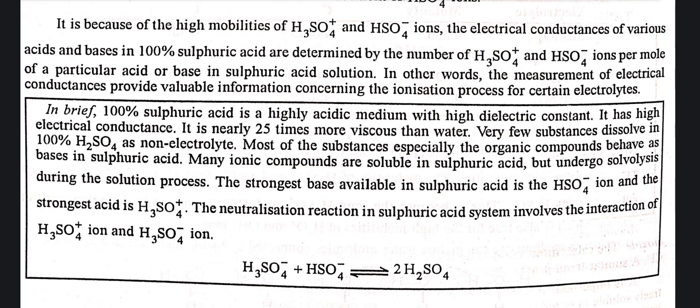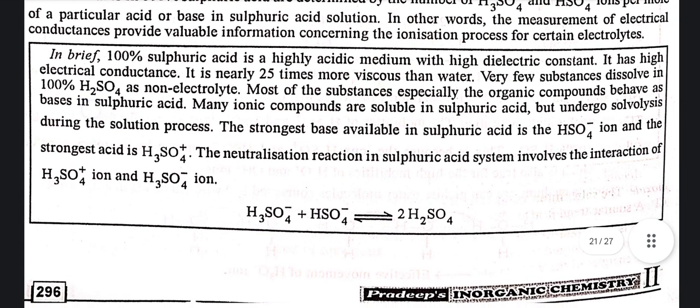The strongest base available in sulfuric acid is the HSO4- ion, and the strongest acid is H3SO4+. The neutralization reaction in the sulfuric acid system involves the interaction of the H3SO4+ ion and the HSO4- ion.